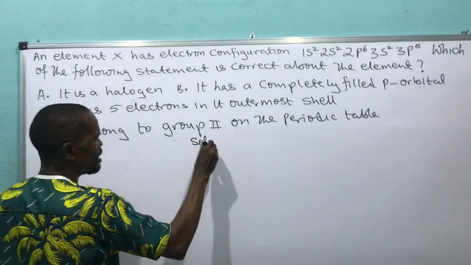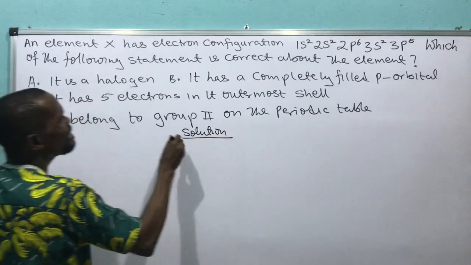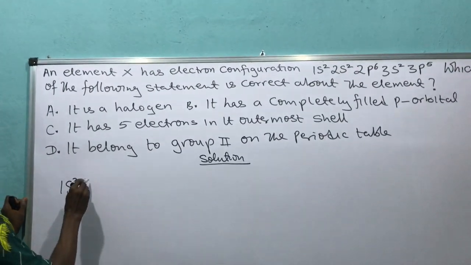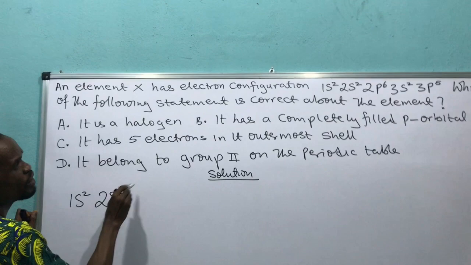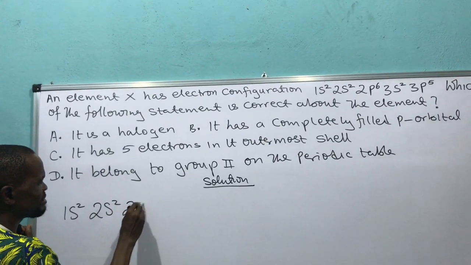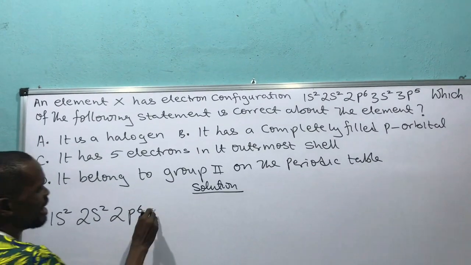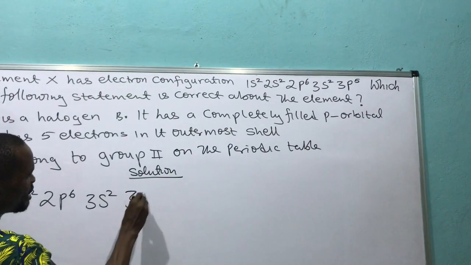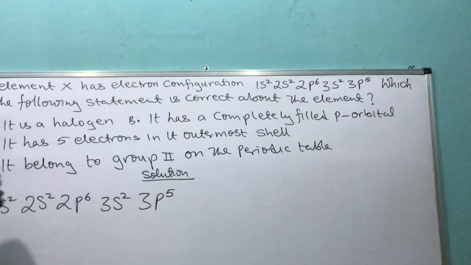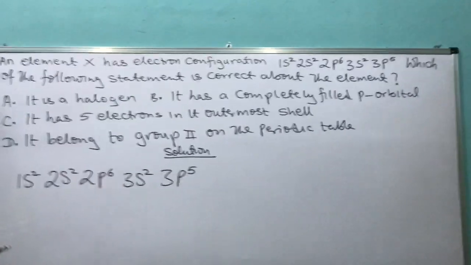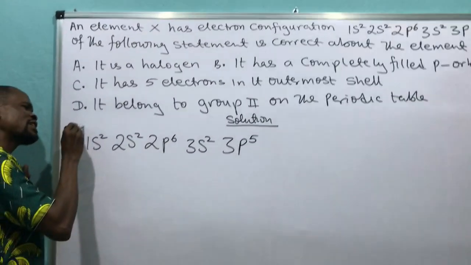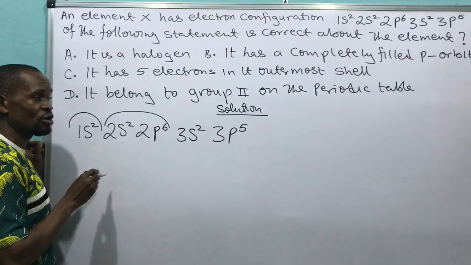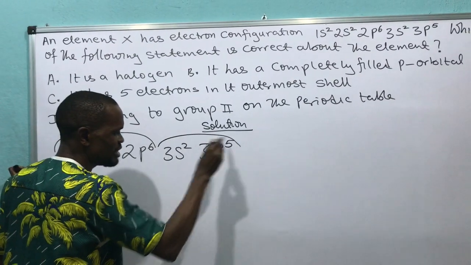Solution: you remember what they gave me there. 1s2, 2s2, 2p6, 3s2, 3p5. That's what they said the electron configuration is. Then for me to know, I have to start from my first period. My second period takes 8 electrons. My third period takes this.